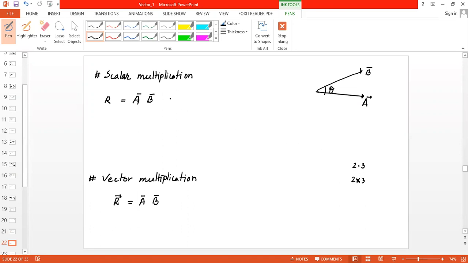But in case of vector quantities, we use dot to represent scalar multiplication. If A and B are two vectors, their scalar multiplication will be represented by A dot B. That is why this kind of multiplication is also called dot multiplication. And for vector multiplication, we use the cross, so this is also known as cross multiplication.